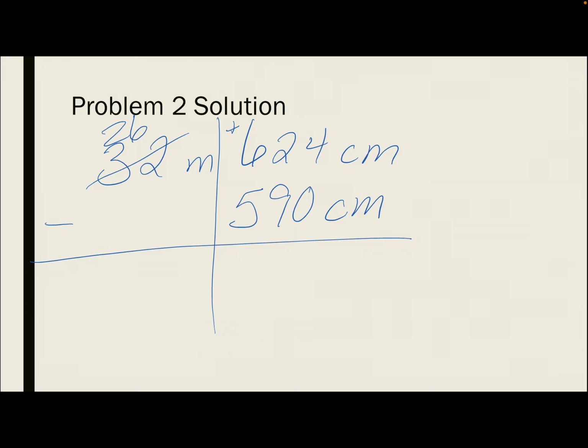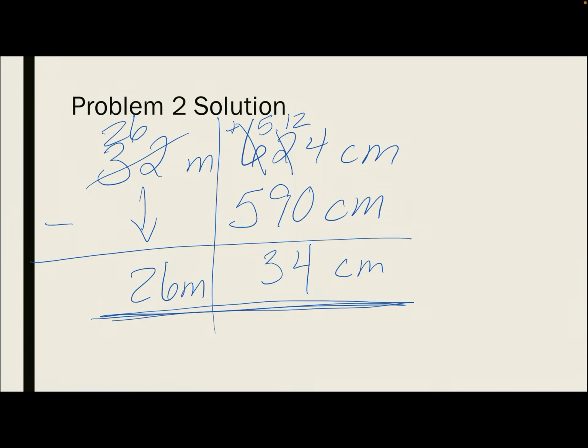So 4 minus 0 is 4. We can't do 2 minus 9, so we have to regroup. 12 minus 9 is 3. 5 minus 5 is 0. And then this just goes down to 26. So our final answer here is 26 meters and 34 centimeters. That's how long the string was after it was reeled in slightly.